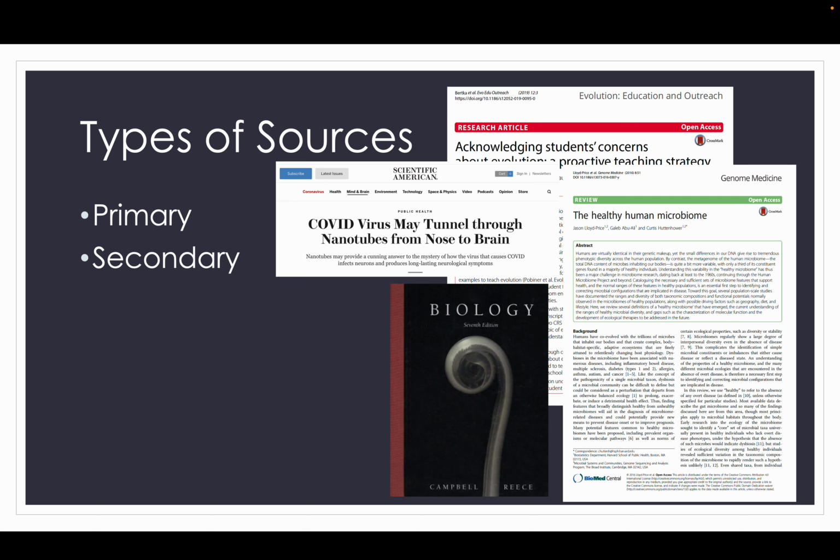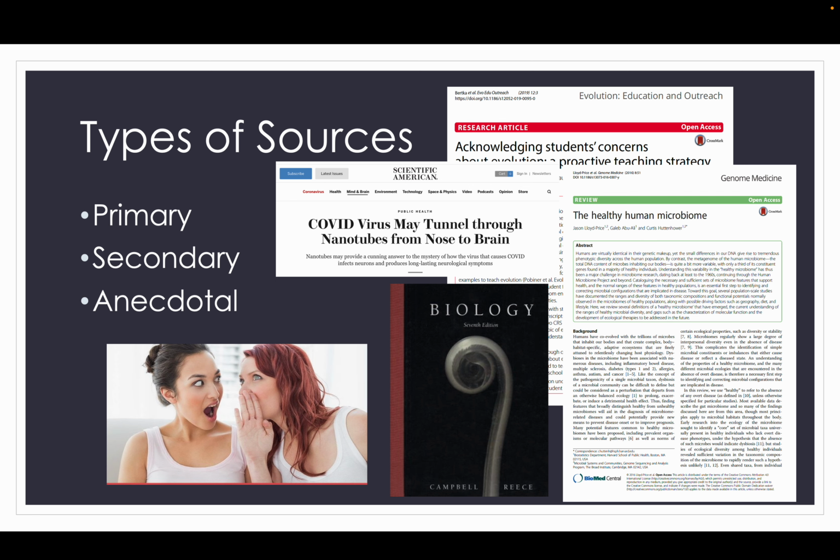Some of the secondary literature, like coming out of the New York Times or CNN, can maybe misquote the primary literature. So you have to be a little bit more leery about secondary sources. And then anecdotal is by far the most common source that people consume, especially today.